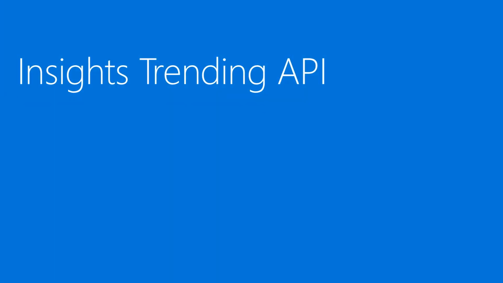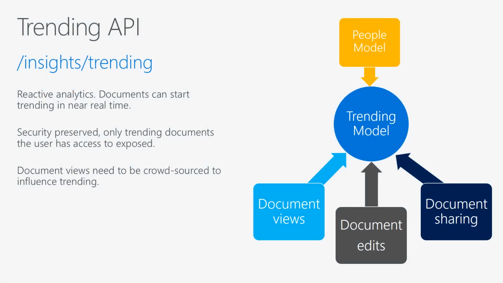Let's start by diving into the Insights Trending API. The Trending API will surface the most relevant files around the user, also known as the popular documents. We collect multiple different signals that analytics use to identify popular or trending documents. Security is always preserved, meaning that nothing is exposed without the right permission.